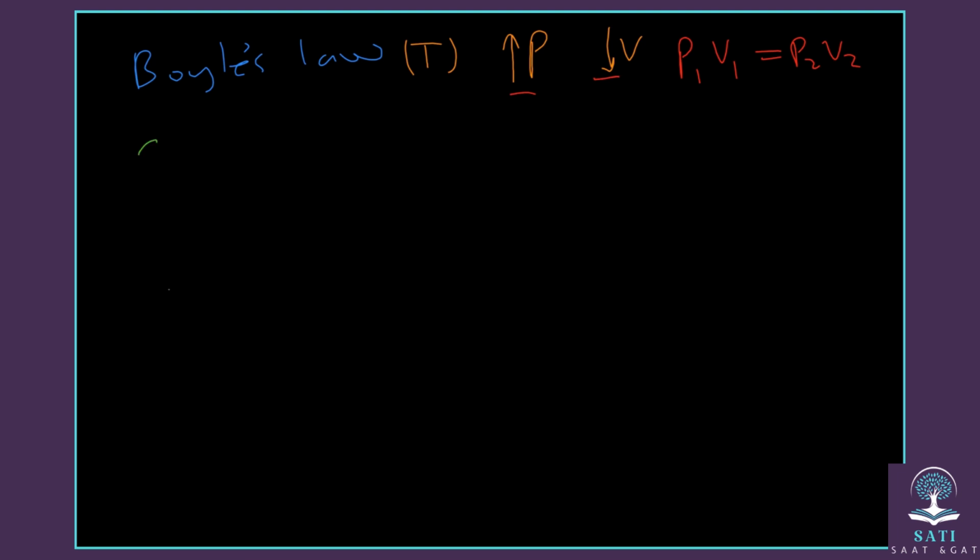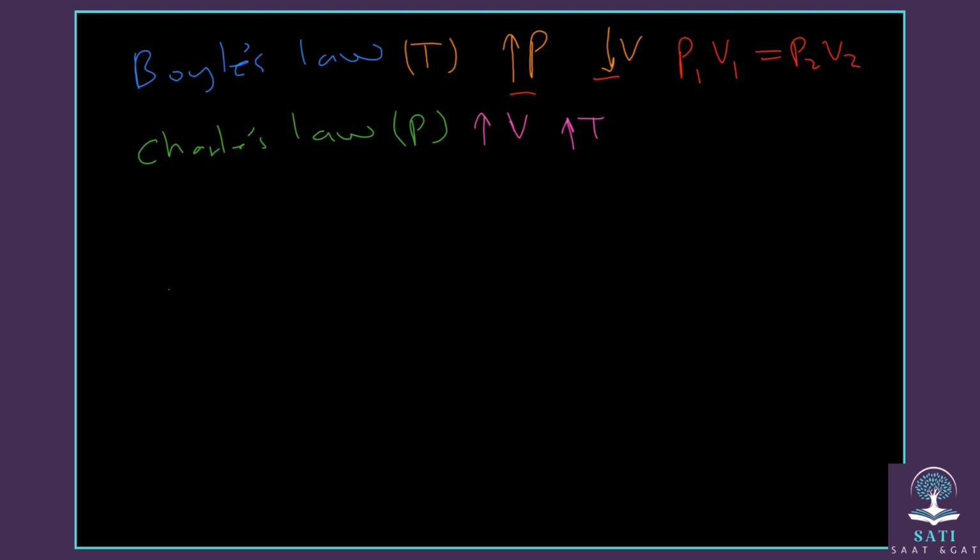Okay, what about the second one? Charles' law. In Charles' law, what is constant? The pressure is constant. When the pressure is constant, we are studying the volume and also the temperature, and we said directly proportional. When you increase the temperature, of course, the volume will increase. You can memorize that like the summary: expansion of things.